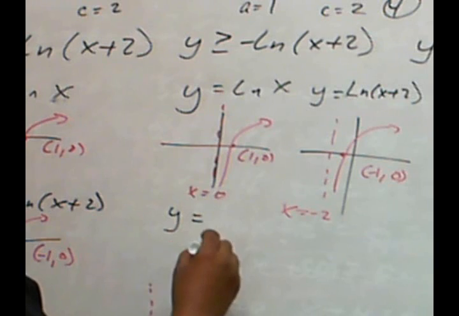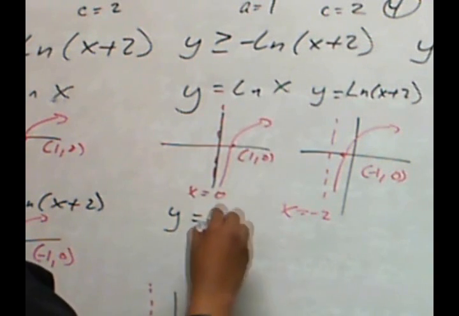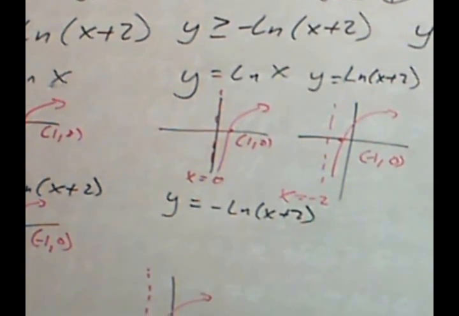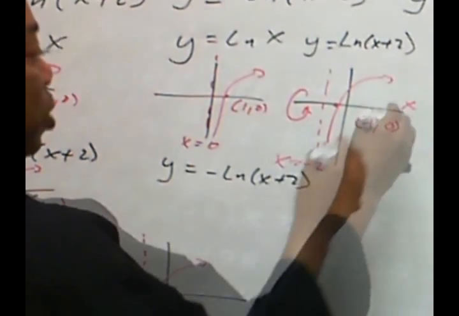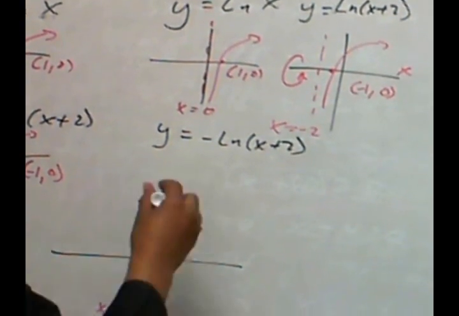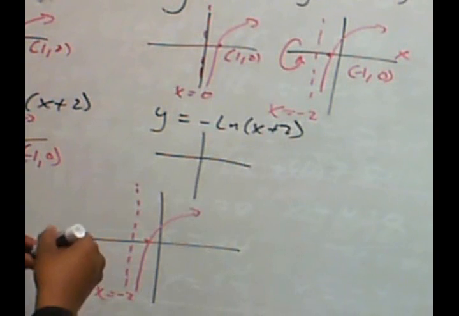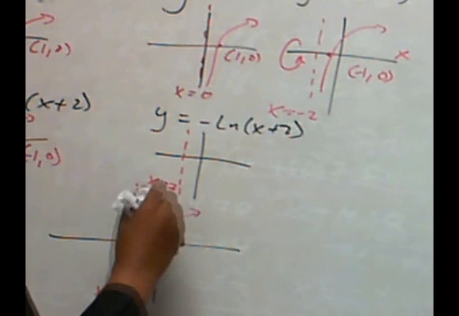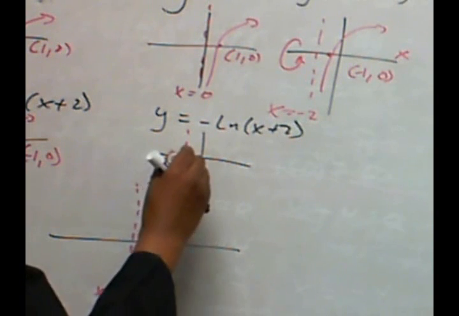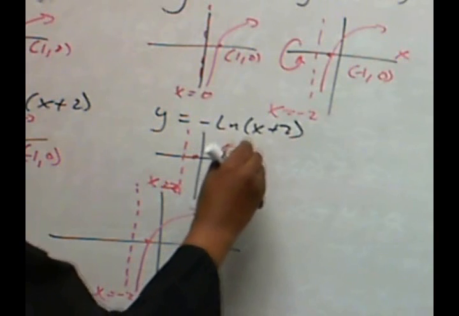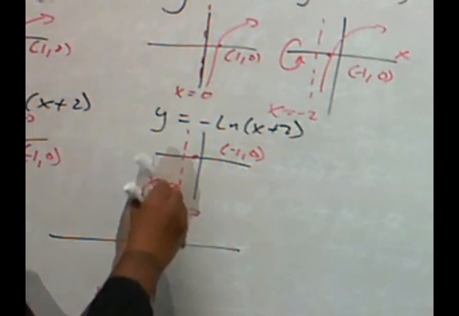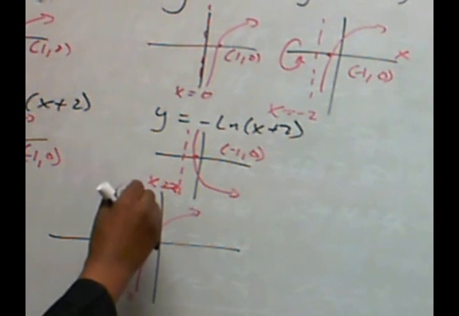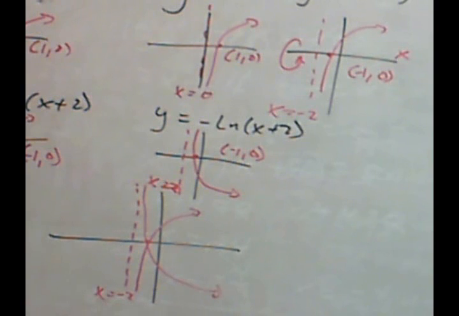Next, we're going to put our A parameter on here, which is negative natural log of x plus 2. And the negative A parameter is going to give us a reflection about the x-axis. So with that reflection, the vertical asymptote will remain the same, x equals -2. The point will remain the same, which is (-1, 0), but it will have a rapid to slow decay. So let's draw that, rapid to slow decay.